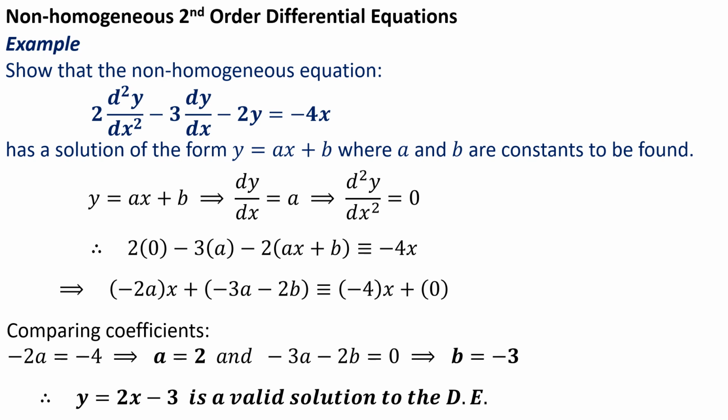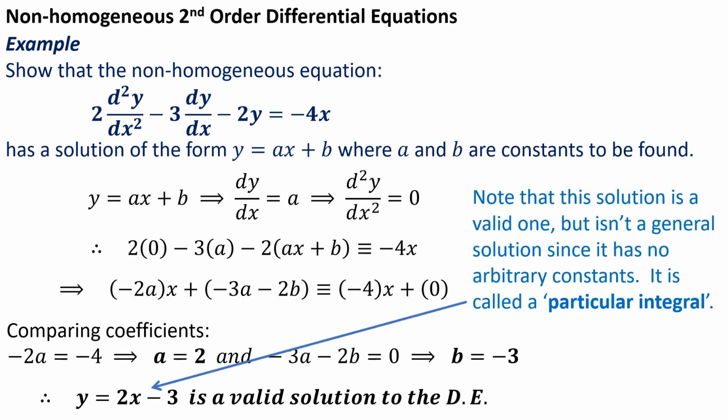You can go back and double check. If you double it, you get minus 4x plus 6. Or if you multiply by minus 2, you get minus 4x plus 6. That gives us the minus 4x that we need. And then taking away 3 copies of the derivative means taking away 3 copies of 2, which means taking away 6. And that loses us the plus 6 that we had before.